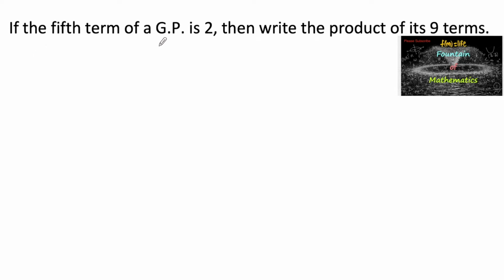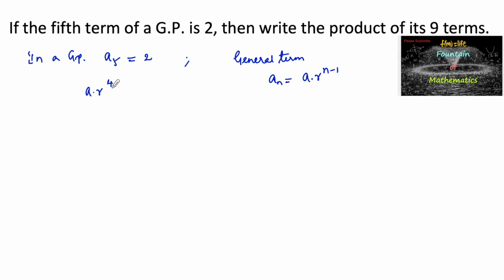If the fifth term of a GP is 2, then write the product of its 9 terms. Given that in a GP, the fifth term is equal to 2. In general, the nth term of a GP is given by a into r to the power of n minus 1, where a is the first term and r is the common ratio. So we can write a5 as a into r to the power 5 minus 1, that is 4. So a r power 4 is equal to 2. This is given, and we need to find the product of 9 terms.